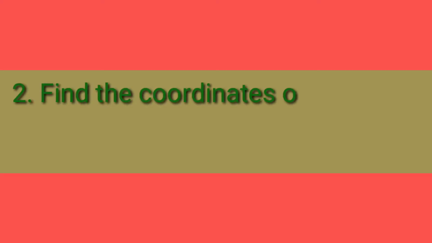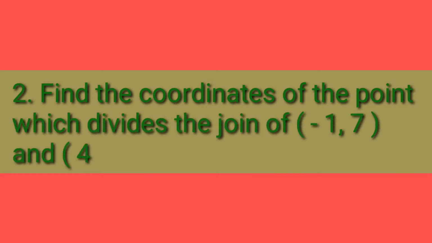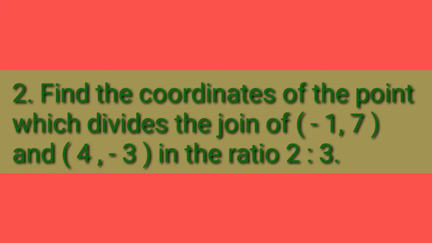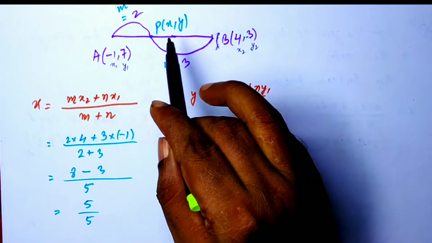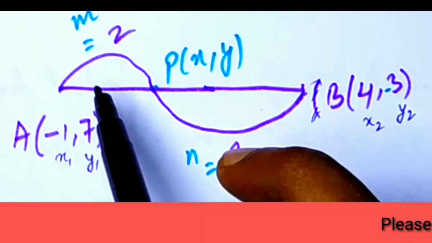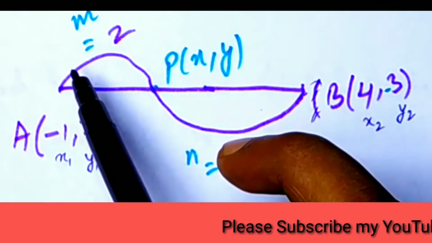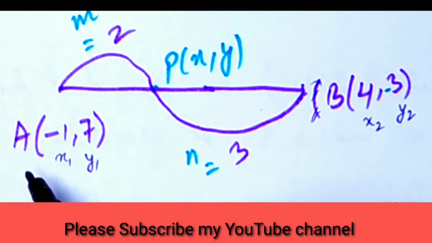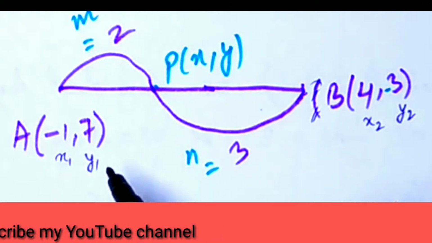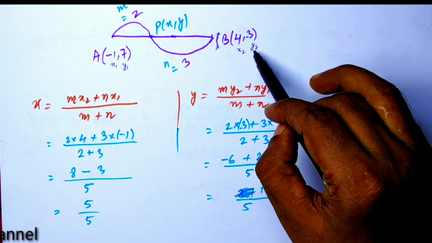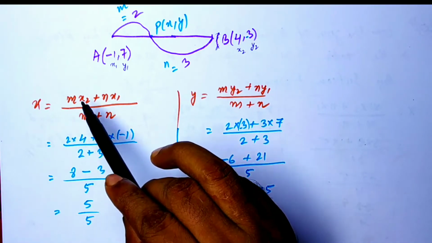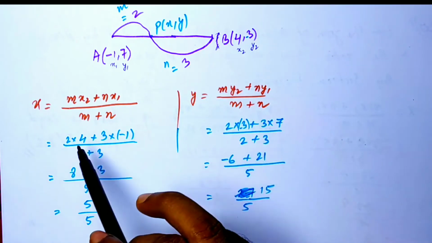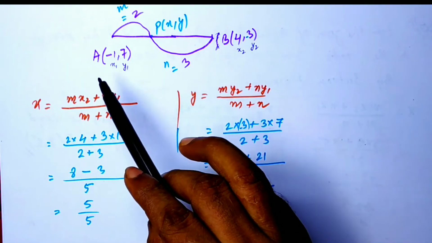Here we have: find the coordinates of the point which divides the join of (-1, 7) and (4, -3) in the ratio 2 is to 3. So let us solve it in a short way. We have drawn the diagram, line segment AB, divided by the point P(x, y) in the ratio 2:3. So m is 2, n is 3. A is (-1, 7), which we have written as (x1, y1), and B is (4, -3), written as (x2, y2). By the section formula we write (mx2 plus nx1) divided by (m plus n), with m as 2, x2 as 4, n as 3, and x1 as -1.